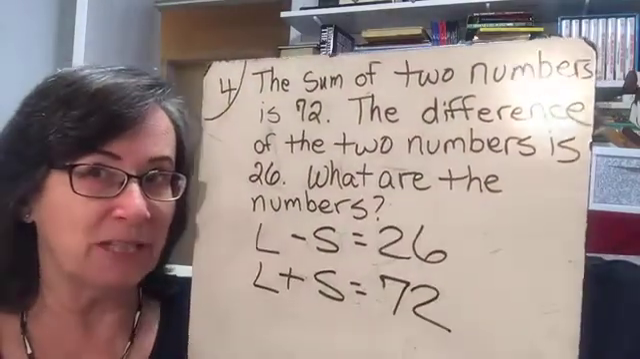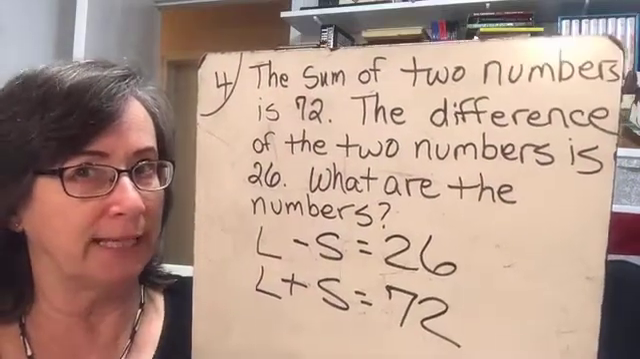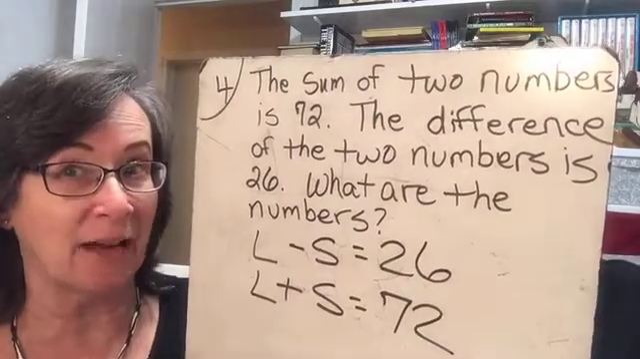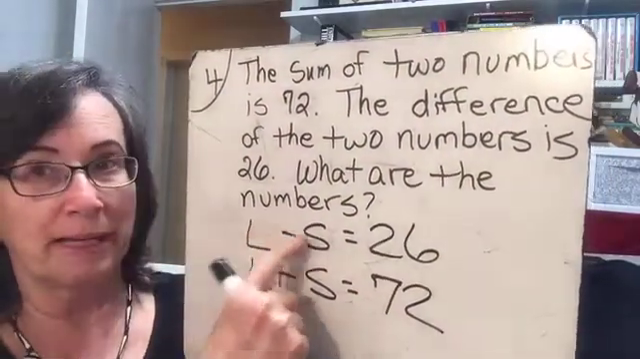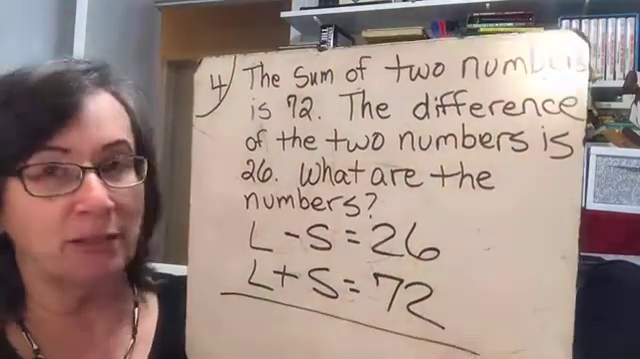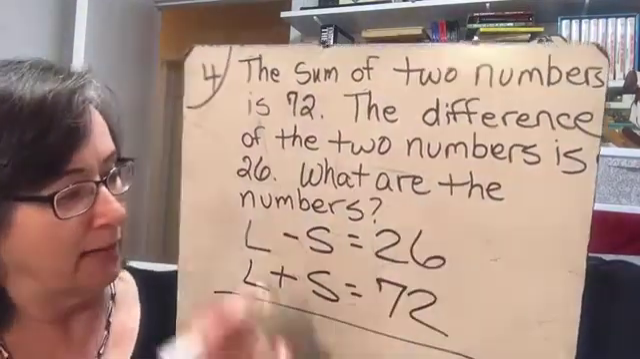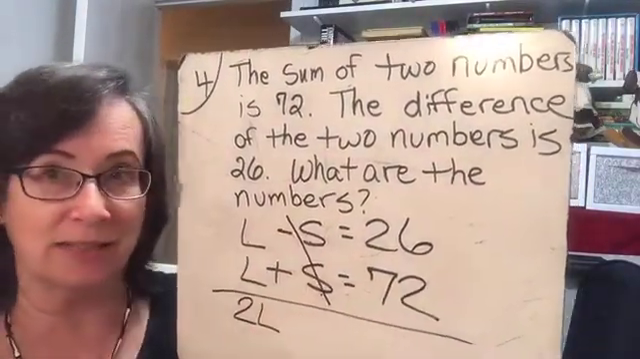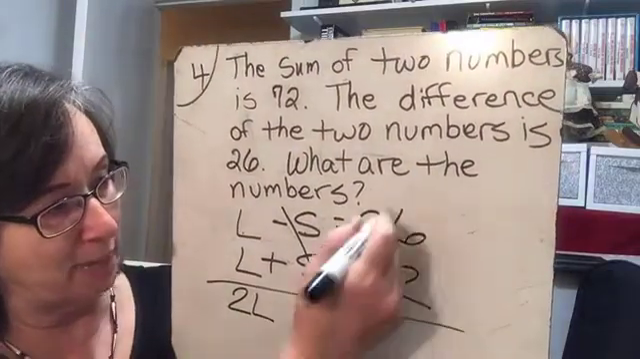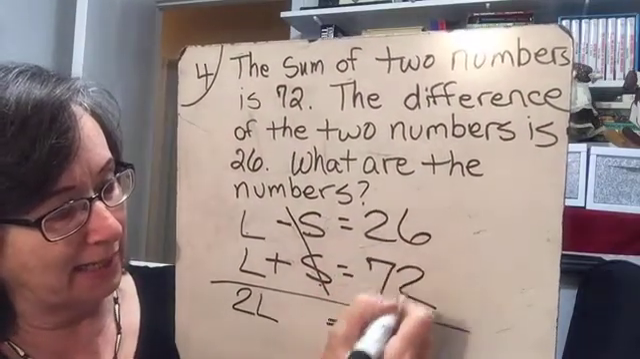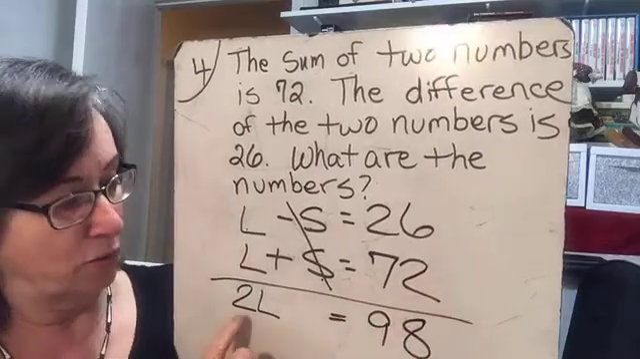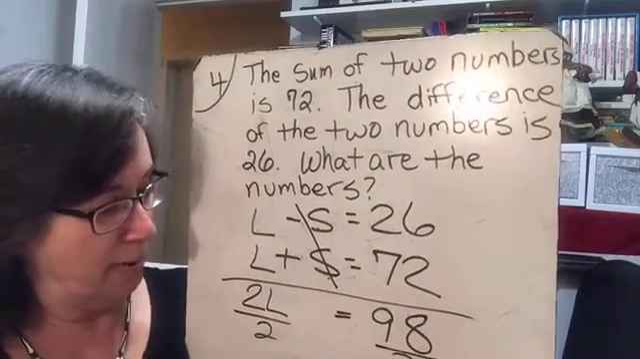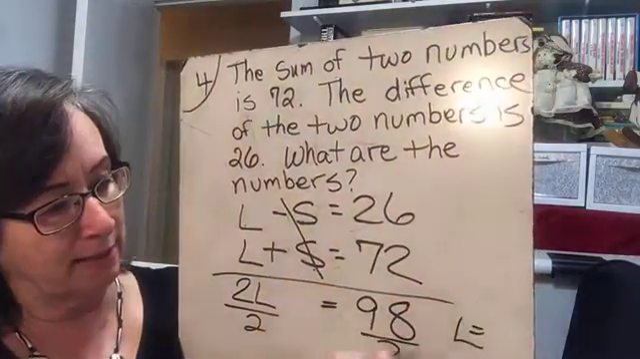Okay, now on this one, even though I could very easily do a substitution, I'm going to do elimination because it's already set up for elimination. L minus S, L plus S. Let's add the two equations together like they are right now. L plus L is 2L, but negative S and a positive S cancels the two S's out, and I'm adding these, and I'm getting 98. So twice the larger number is 98. So divide by 2 and divide by 2, and I get the larger number is 49.